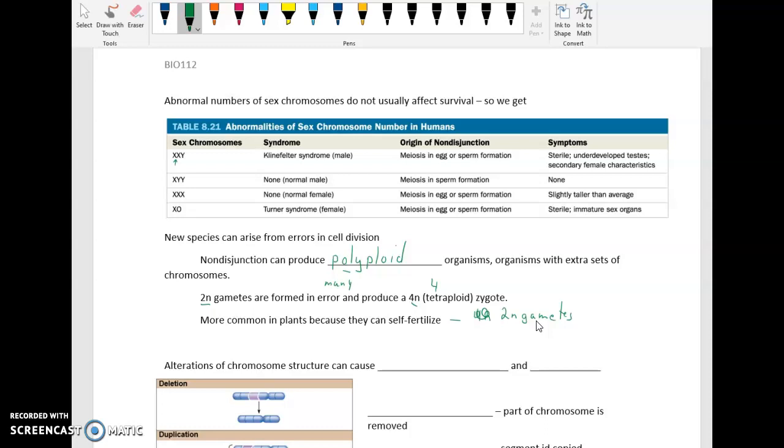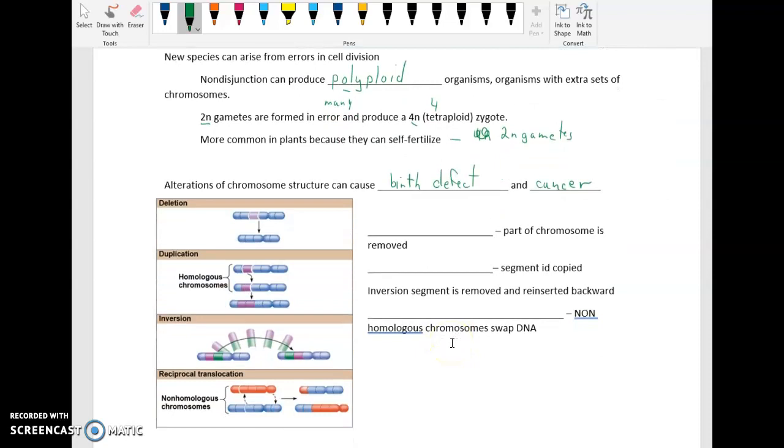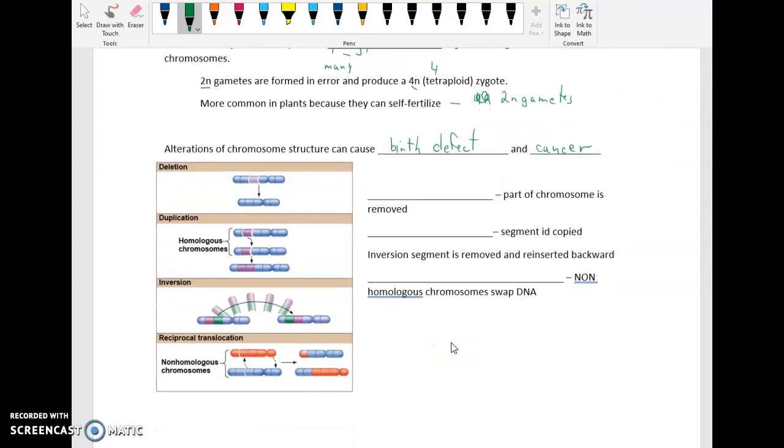You can also have alterations in chromosome structure, and these can result in birth defects and cancer. So there are 3 different ones we're going to look at. We can have a deletion. This is where part of the chromosome is just deleted. It's kind of left out. And so the individual is missing that little part of DNA. And it depends on what's missing as to how detrimental that might be.